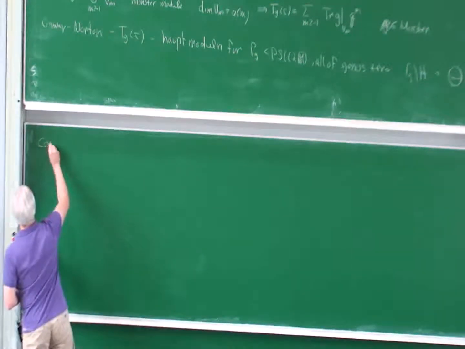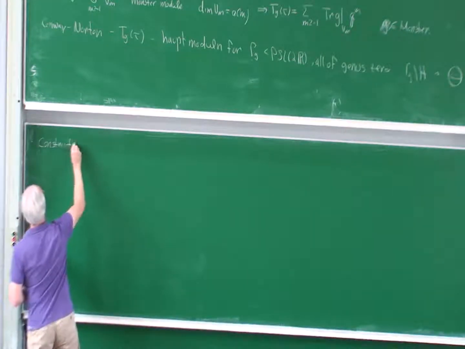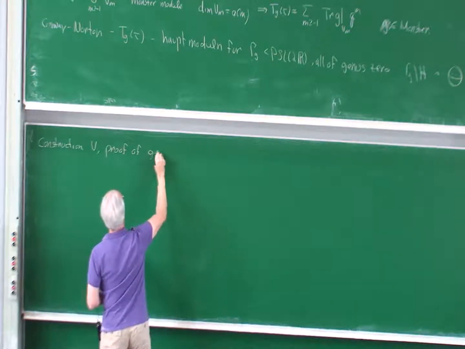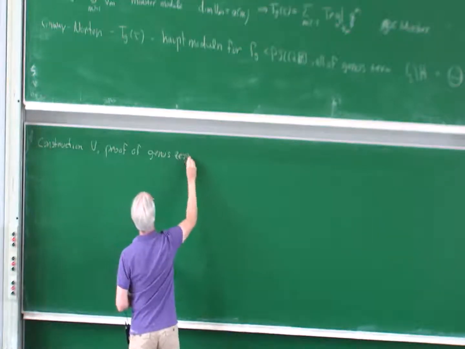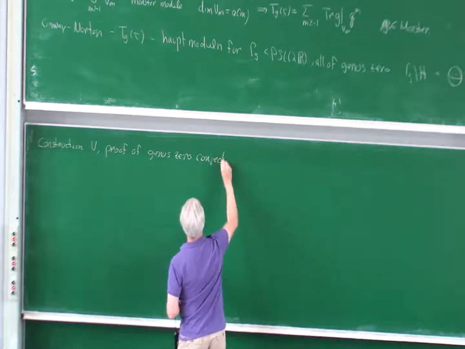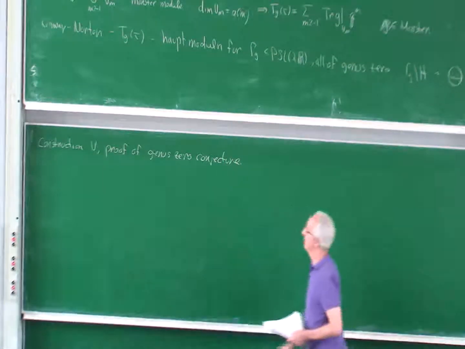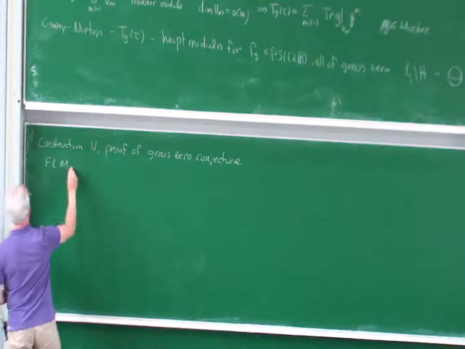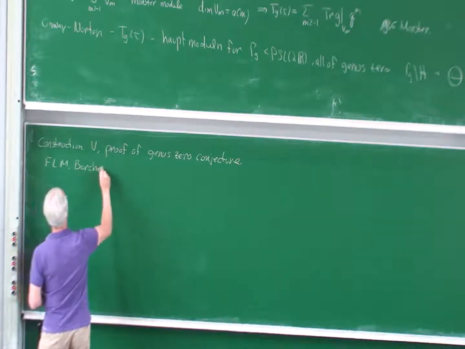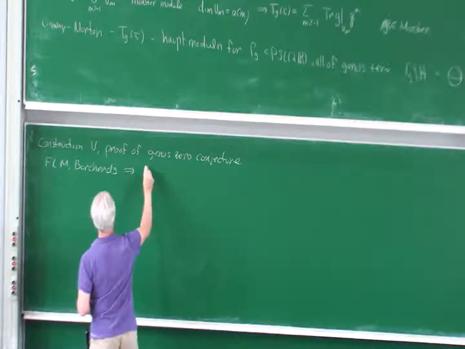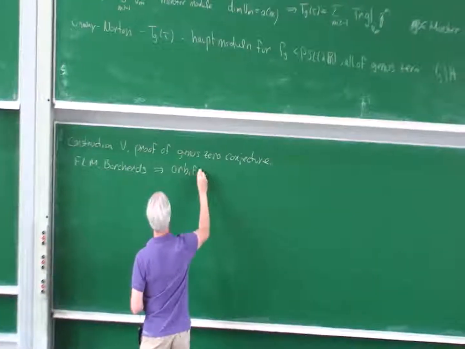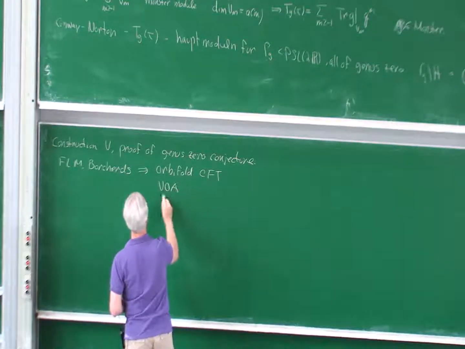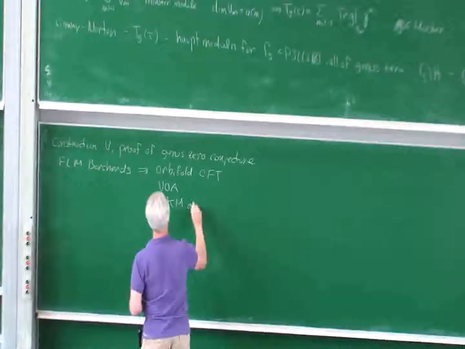Now, the construction of the module V and the proof of this genus zero conjecture, because it's only a conjecture based on a finite number of terms in the q expansion, by Frenkel, Lepowsky, and Meurman, and by Borcherds, required a number of interesting new ingredients. In particular, it required a formulation of what we now call holomorphic orbifolds in conformal field theory, the notion of vertex operator algebras, generalized Kac-Moody algebras.